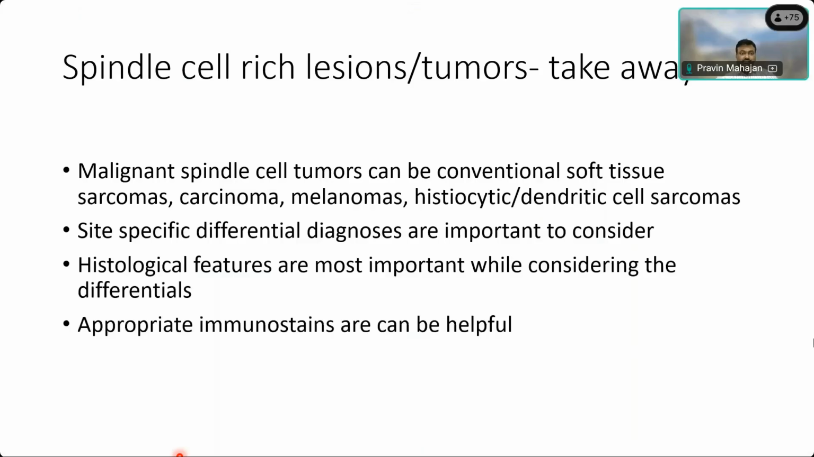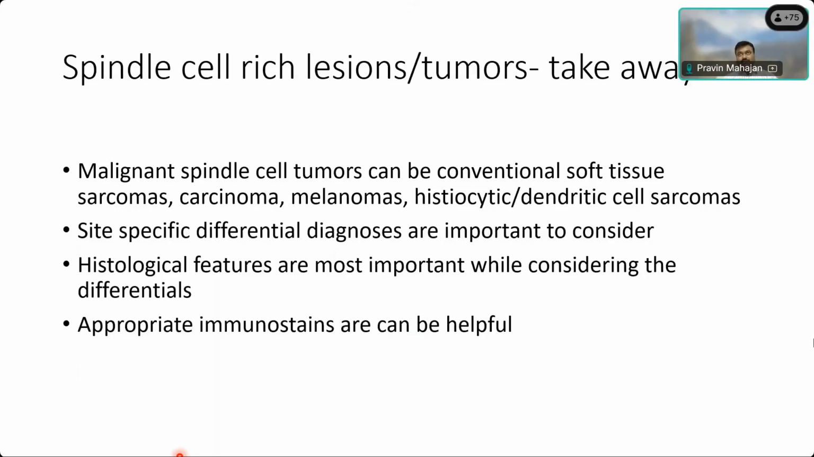Okay. So to summarize, spindle cell lesions or tumors can be many. I mean, most of the soft tissue tumors have spindle cell morphology. So when we say sarcoma, what comes to our mind is that spindle cell morphology. But again, remember, there are mesenchymal or soft tissue tumors which have epithelioid morphology also, right? And many spindle cell tumors can have a variant which is an epithelioid variant.